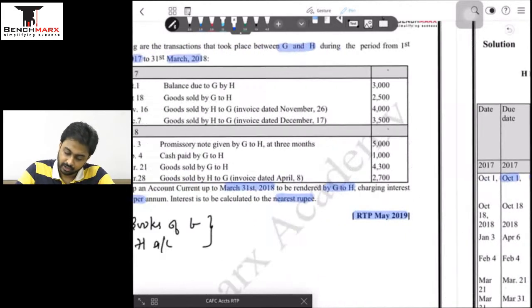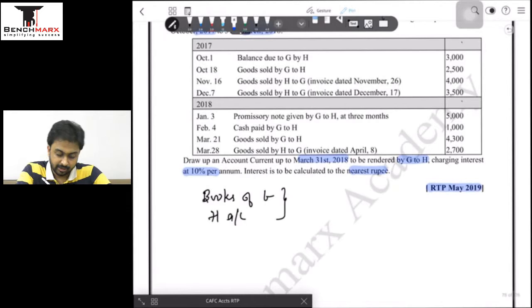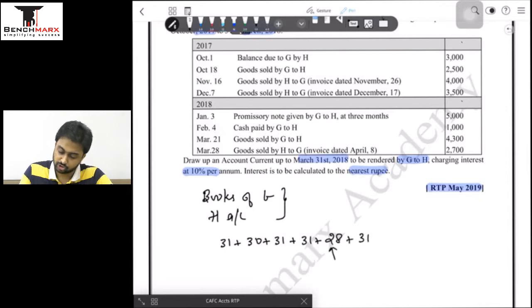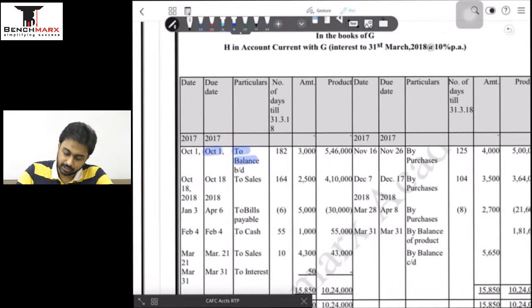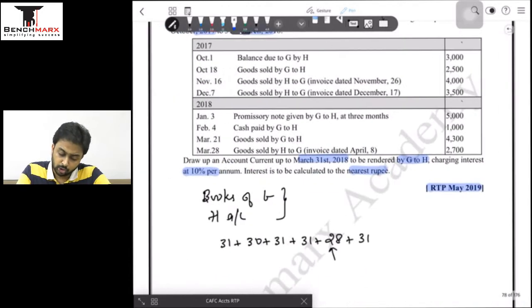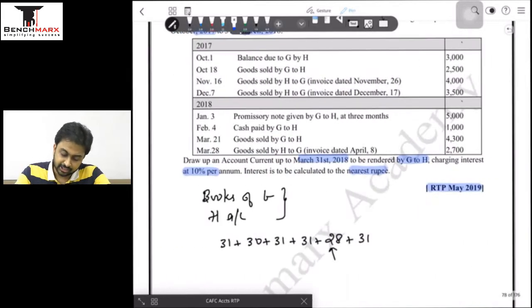October 1 onwards, we have to find the number of days up to 31st of December. So since it is the opening balance, we will include the opening balance date as well. So October plus November plus December plus Jan plus Feb plus March. I took Feb as 28 days because 2018 appears to be a non-leap year. After adding all these, you will get the number of days as 182. Amount is obviously the opening balance given as 3000, and your product column is nothing but amount into number of days. Okay.